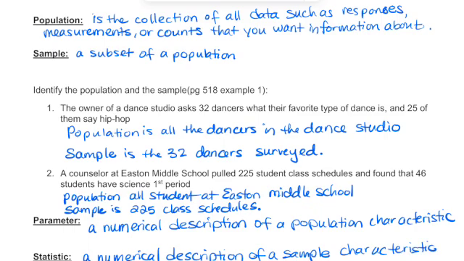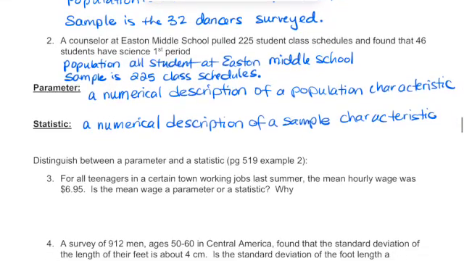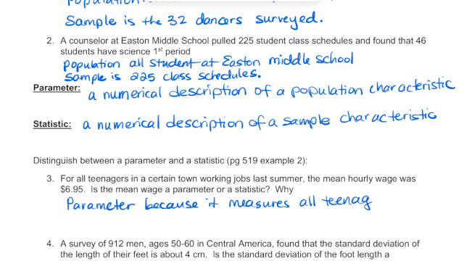So in these next two examples, let's decide if it's a parameter or a statistic. For all teenagers in a certain town working jobs last summer, the mean hourly wage was $6.95. Is the mean wage a parameter or a statistic? Why? Well, in this case, we're talking about all the teenagers in a town. So this measurement is going to be a parameter because it measures all teenagers' wages in the town.